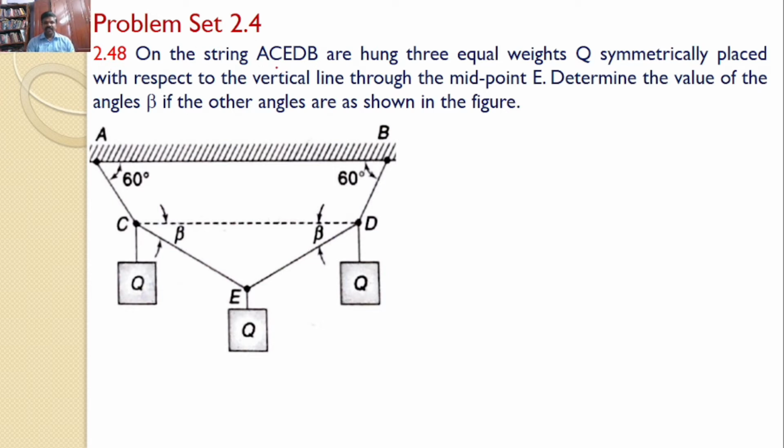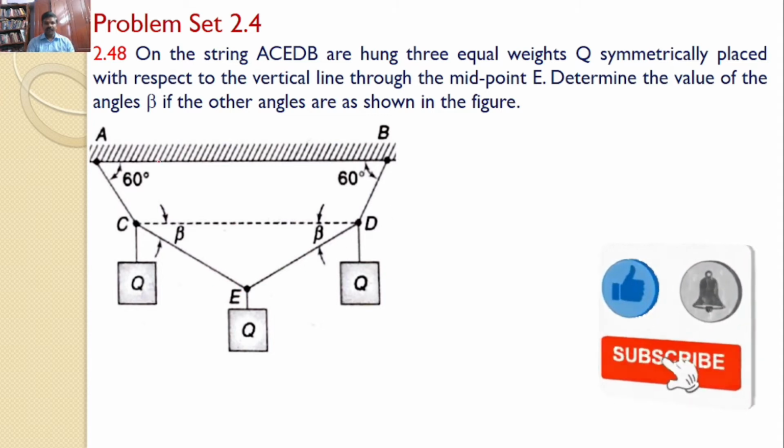In this tutorial, we will discuss problem set 2.4 and problem number 2.48. On the string ACEDB are hung three equal weights Q symmetrically placed with respect to the vertical line through the midpoint E. Determine the value of the angle beta if the other angles are as shown in the figure.